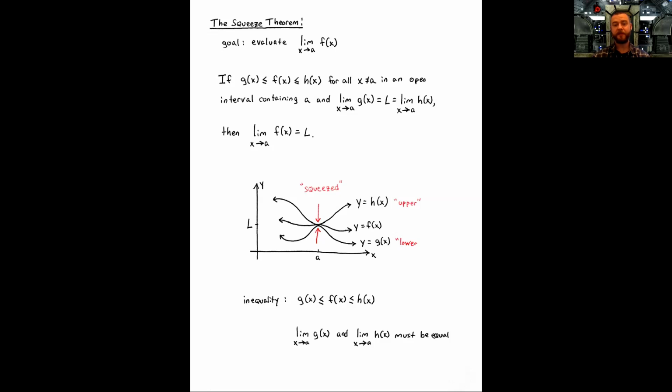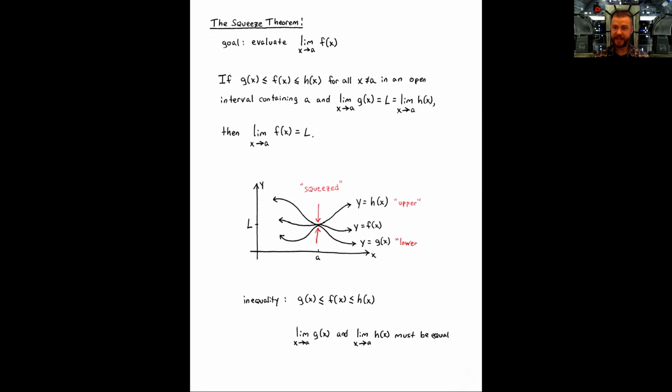So if those conditions are met, the condition regarding the inequality for f of x, and the second condition with the limits of g and h, the lower and upper functions, being equal, we reach the conclusion the function squeezed in the middle, f of x, has the same limit as x approaches a, which notationally we're writing here as L, the common limit.